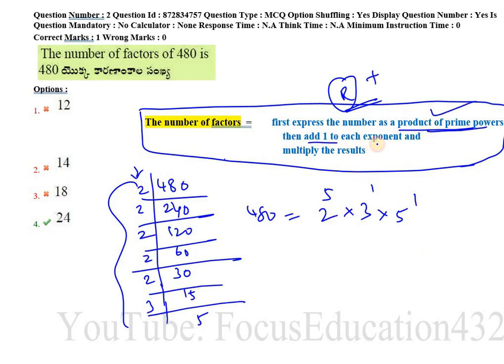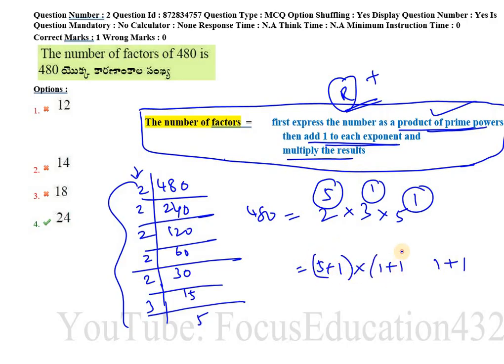Now add 1 to each exponent. To this 5 you have to add 1. To this 1 you have to add 1. And to the 5 power 1 you have to add 1. Add 1 to each exponent, second point. Third point is then multiply. So this is the shortcut method to know the number of factors of 480. So 6 multiplied by 2, 12. 12 multiplied by 2, 24. So the answer here is 24.